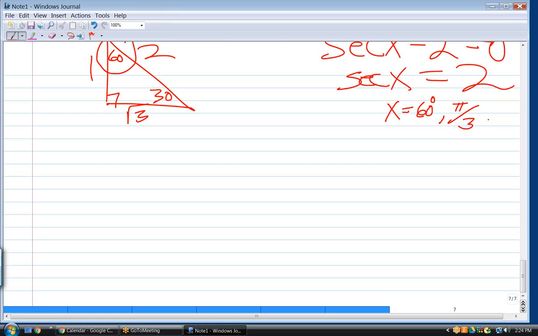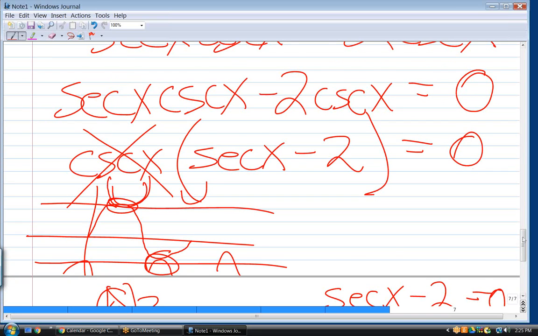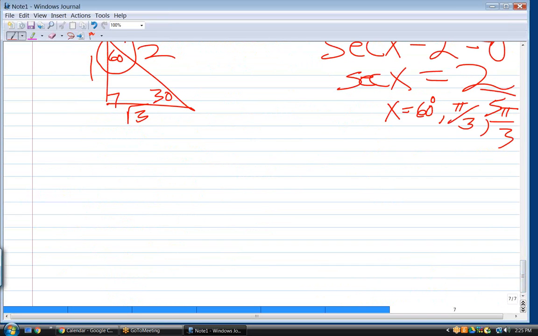5 pi over 3. Yeah, exactly. You know how to do that well. I'm impressed with how you can find the second angle. So here are your two answers. Both of those, the secant of those angles is equal to 2.